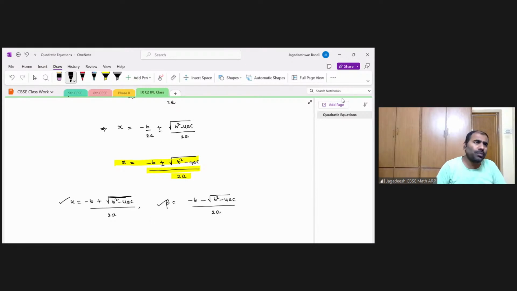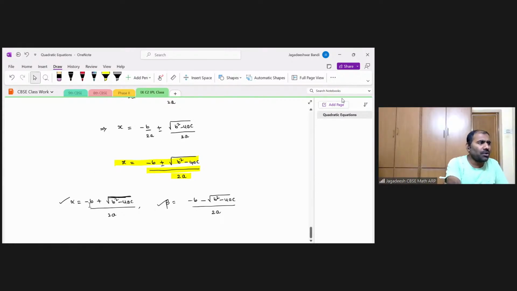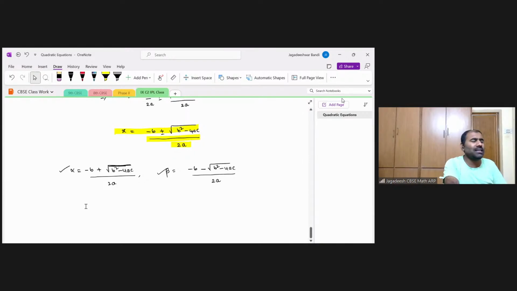Okay, children. So hope you understood. Did you understand, children, how to get the roots of the quadratic equation? Yes. Very good. Okay. So one root is minus b plus square root of b square minus 4ac by 2a. And another root is minus b minus square root of b square minus 4ac by 2a.